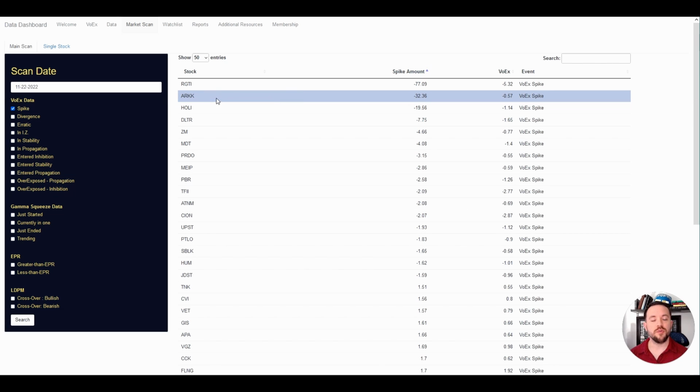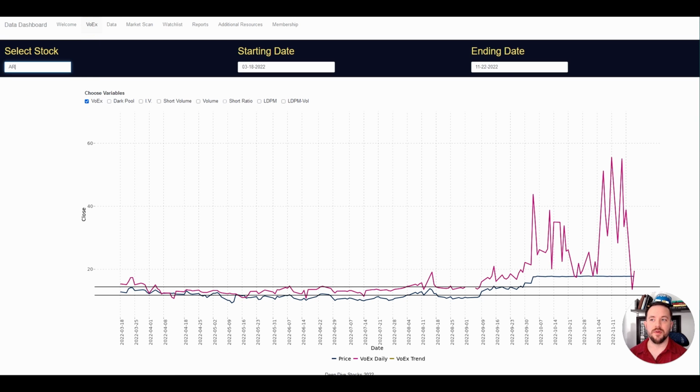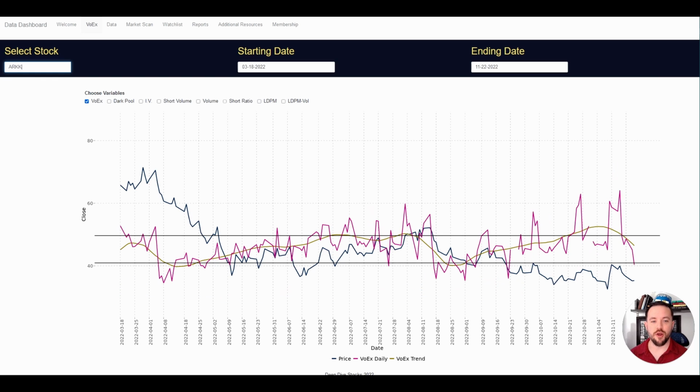So if we look at ARK, which is a pretty large ETF, we see that it had a negative 32.36% VoEx spike. This means the VoEx spike was negative, and we can even visualize this if we head over to the VoEx tab and ask for ARK. We see that VoEx did indeed spike down quite substantially.